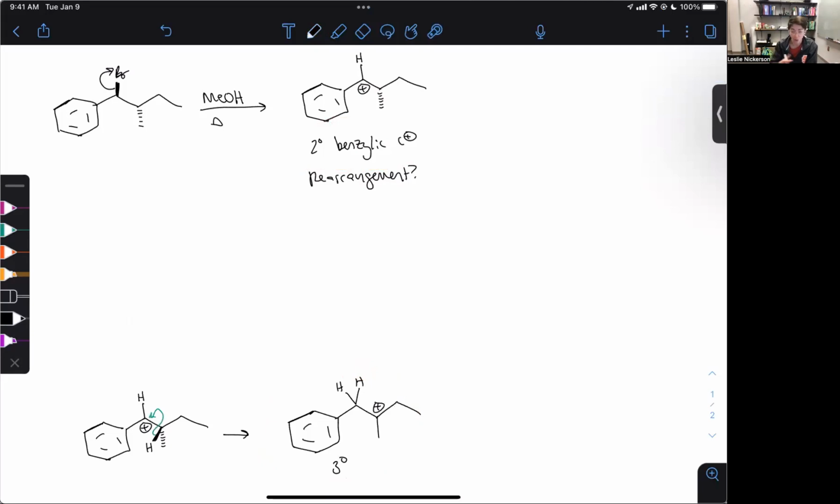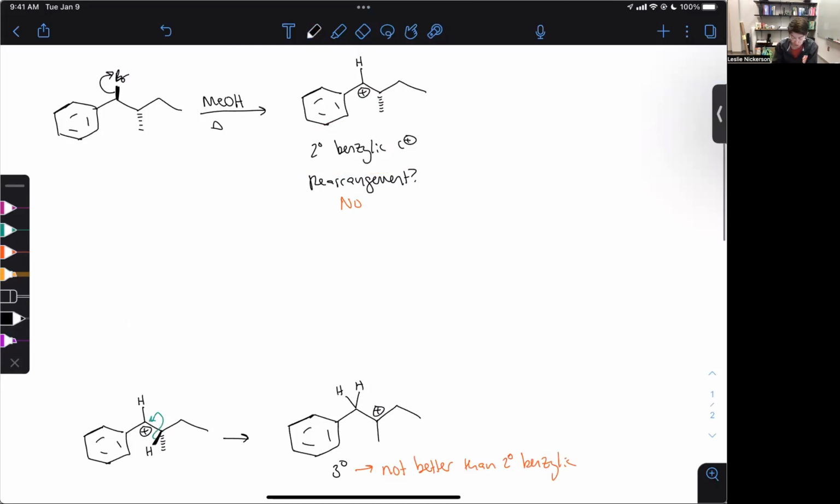And you'll see why I used this particular example. This is not the most clear part for it, but I promise you there is a reason I picked it. So this, we're going to say not better than secondary benzylic. So this is going to be a no. Usually they're going to be more obvious than that, though, just to let you know.